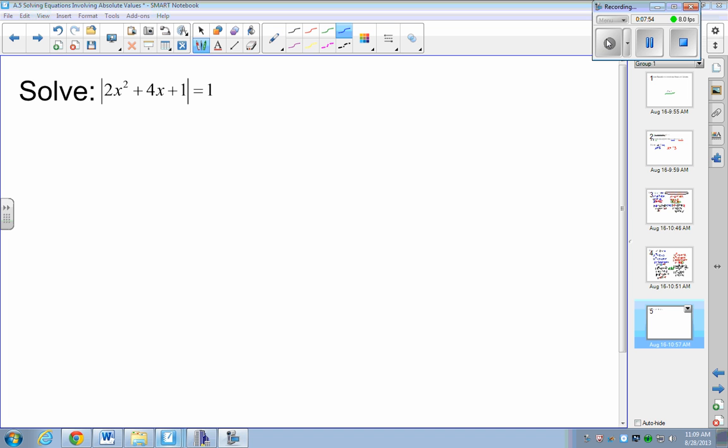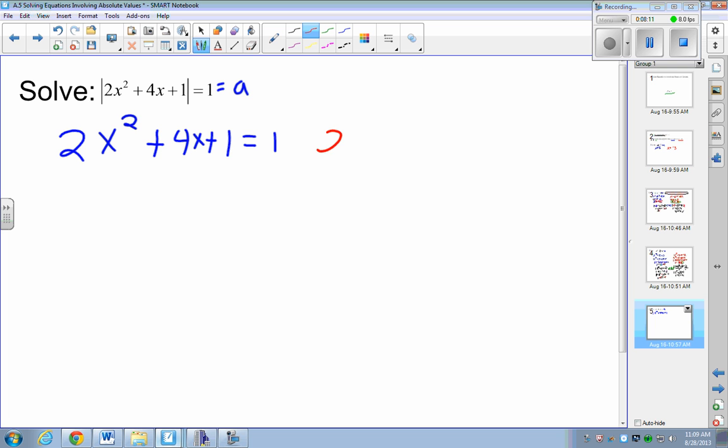All right, so let's go ahead and solve this last one. Right here, 1 is going to equal a. And so we'll get 2x squared plus 4x plus 1 is equal to 1. And 2x squared plus 4x plus 1 is equal to negative 1.